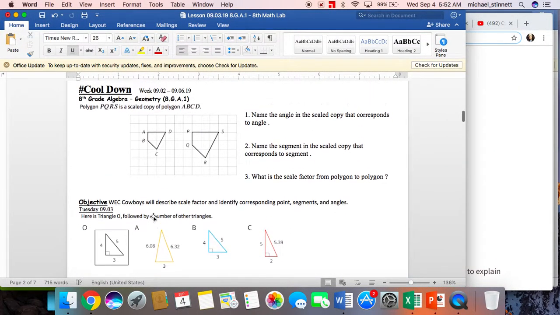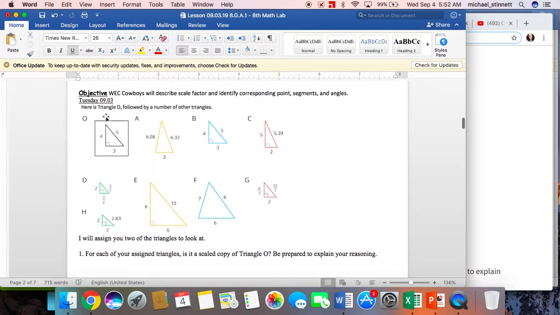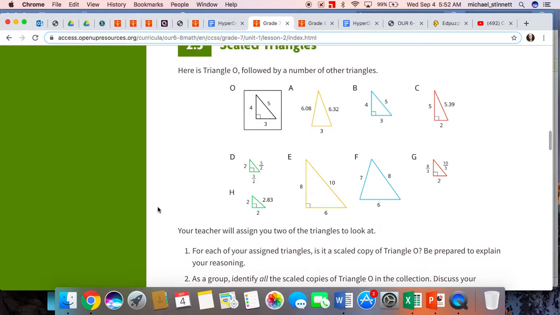But if we scroll down, you can skip over your cooldown, and you could come down here to where the triangles are. So you have all these triangles on your paper. And what you're going to be doing is I'm going to assign you a pair of triangles. And this is the way I'm going to do it.